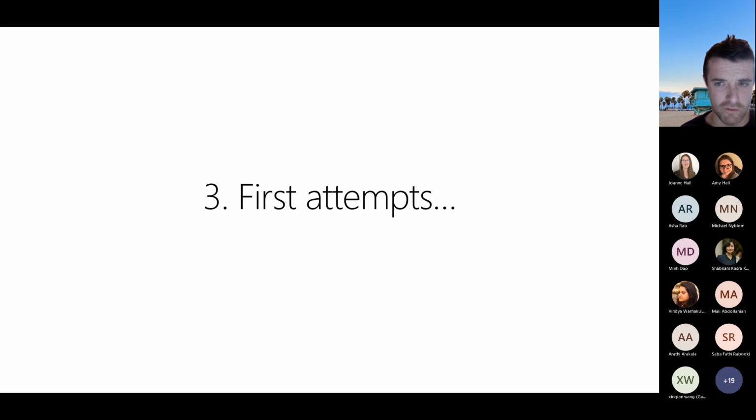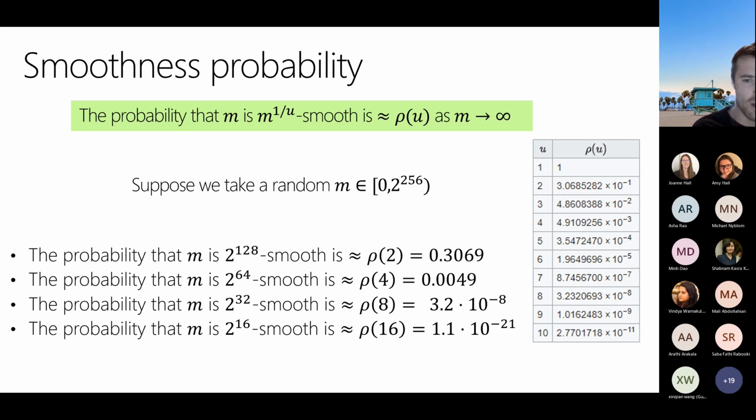The first attempts at trying to find these large twin smooths. There is a lot of theory that's been developed at looking at the probability that a given number of a given size is smooth, but not a lot of theory developed when you're looking at two numbers next to each other. So there's a certain number of heuristic assumptions that you can make when you're looking for the two of them next to each other in the wild.